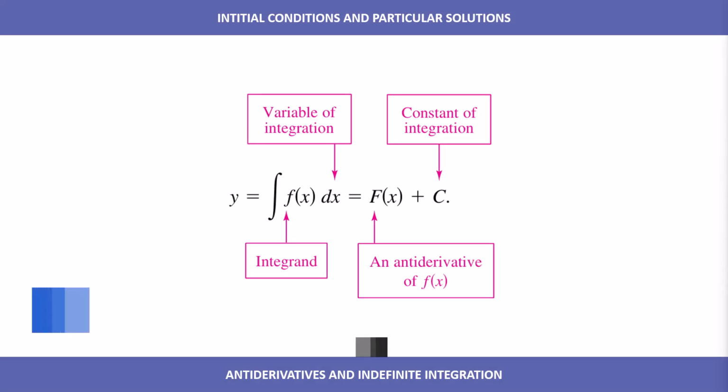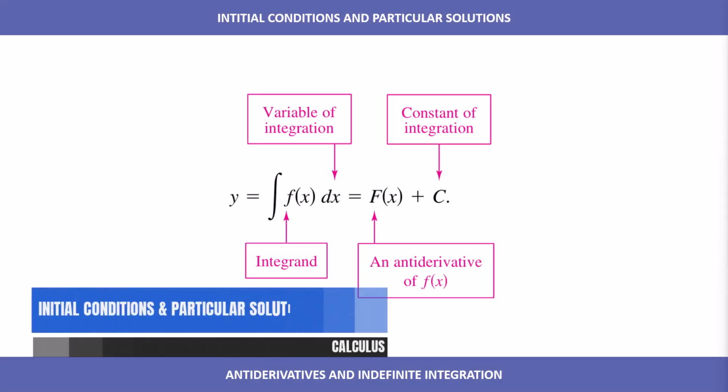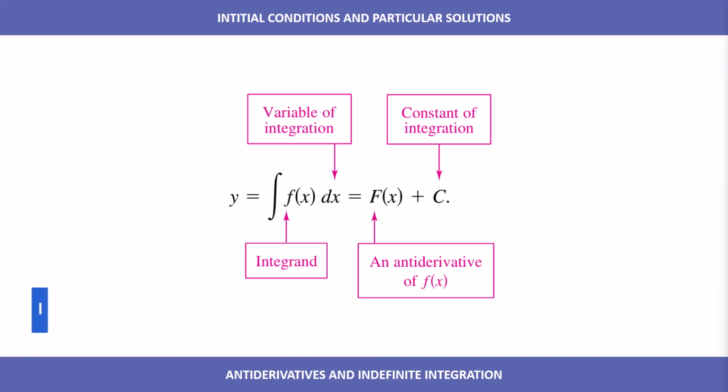You have already seen that the equation y is equal to the integral of f of x has many solutions, each differing from the other by a constant. This means that the graphs of any two antiderivatives or integrals of f are vertical translations of each other.